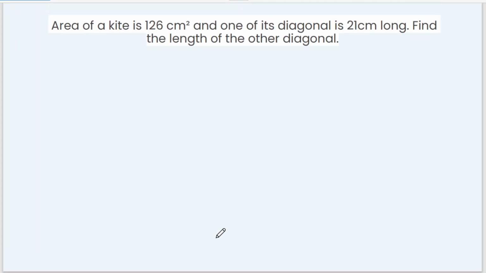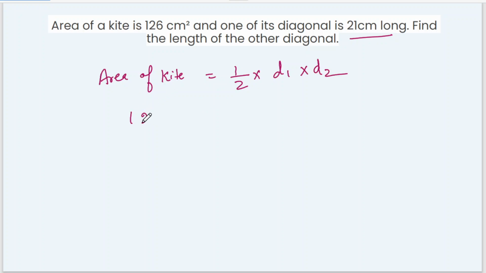Area of a kite is 126 centimeter square and one of its diagonal is 21 centimeter long. Find the length of the other diagonal. Okay, so we know the formula, area of kite equal to half into product of diagonals. So diagonal 1 into diagonal 2. So area of the kite is given as 126 centimeter square, and this is half into, how much is d1 given? D1 is given as 21 centimeter, and they are asking me to find the length of the other diagonal.